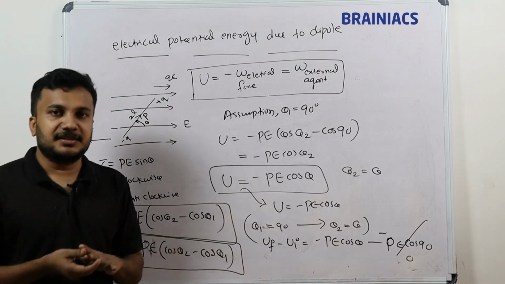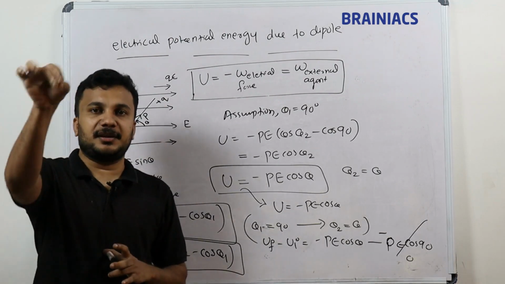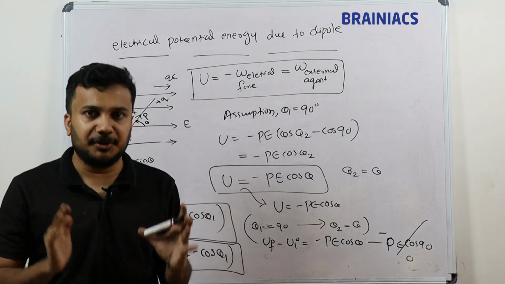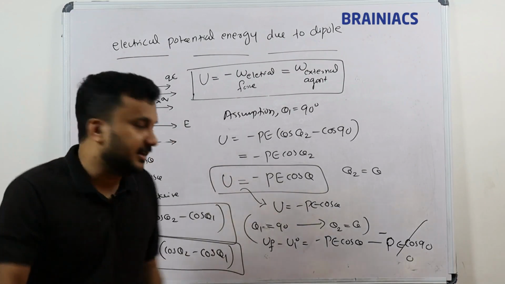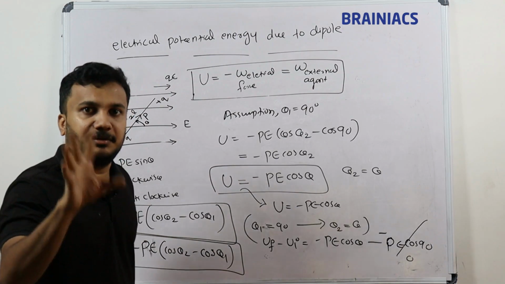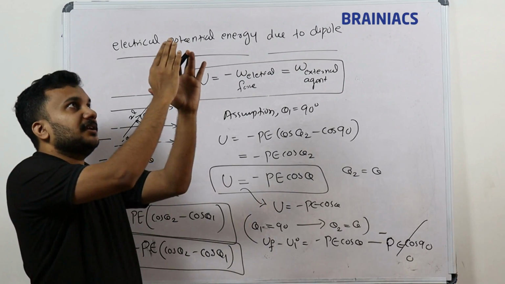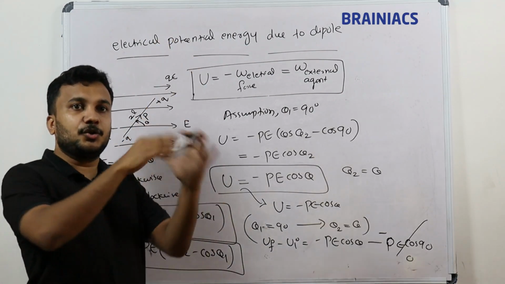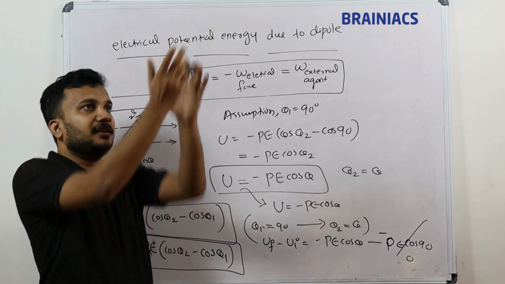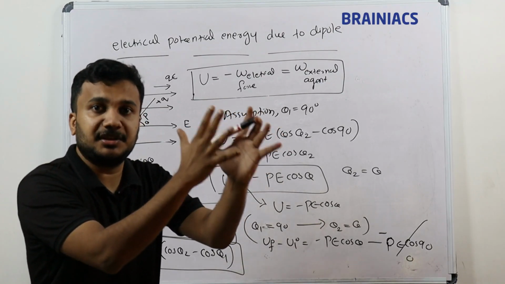In short, you can define potential energy in two ways. Potential energy at a point is equal to minus Pe cos theta, where theta is the angle between the dipole moment P and the electric field. That angle is called theta. So you will get the potential energy at that particular angle, and if you want the potential energy difference, first see where the dipole is located with respect to the electric field and find the potential energy using the formula minus Pe cos theta.